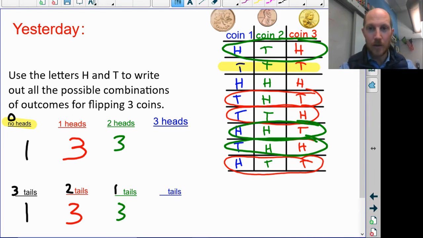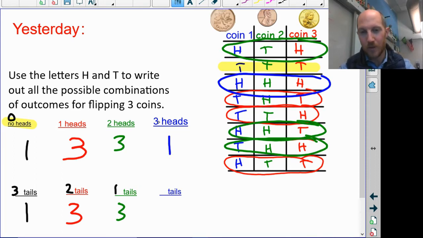And then last one, how many ways could I get three heads? Well, there's only one outcome that does that. And another way to say the same question, if all three coins land on heads, that means none of those coins landed on tails. Here's the question. How many ways can I flip three coins and get zero tails? Well, there's one way. I circled it in blue.